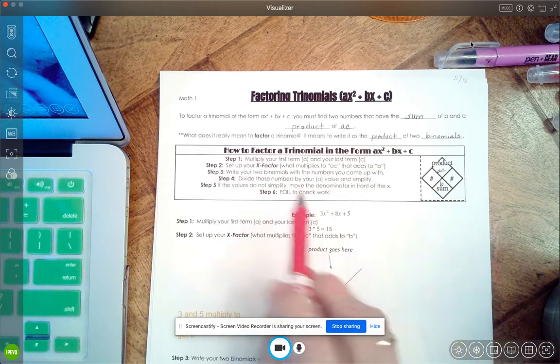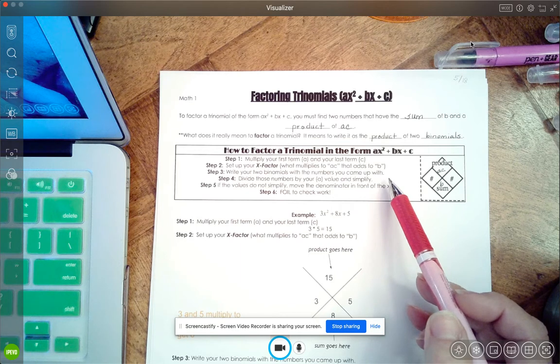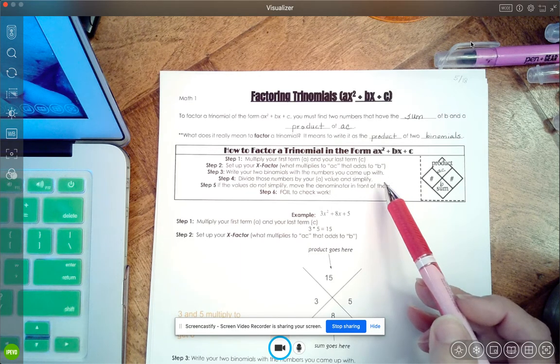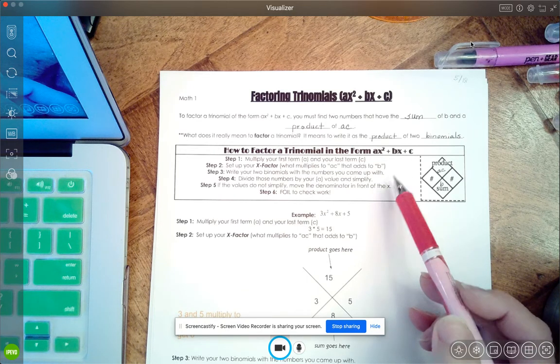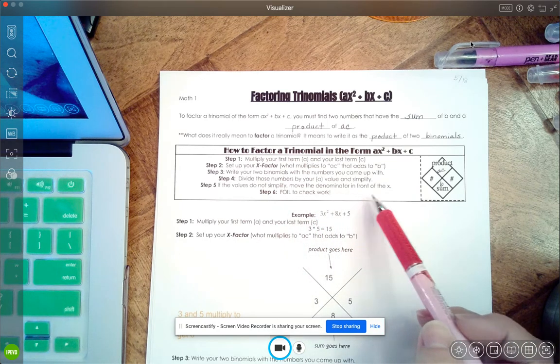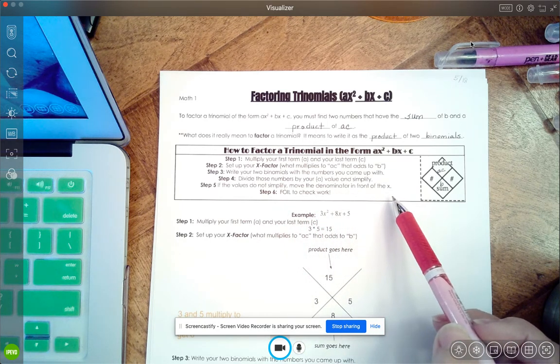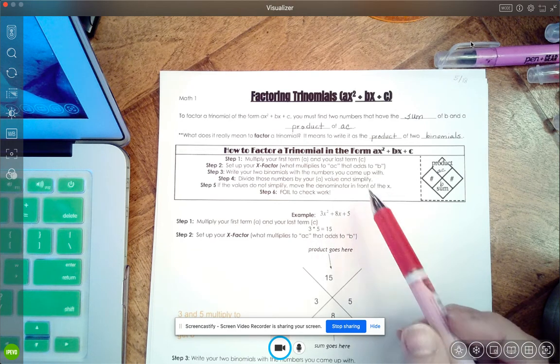Then we're going to write our binomials with the numbers you came up with. Divide those numbers by your a value and then simplify. If the values do not simplify, move the denominator in front of the x. And we're going to go over all this. And then FOIL or multiply it back out to check your work.